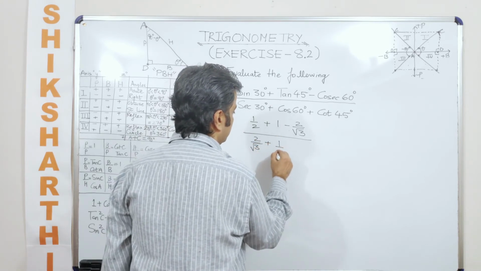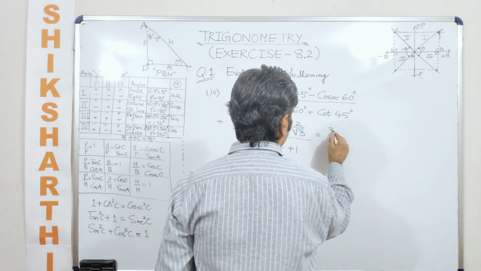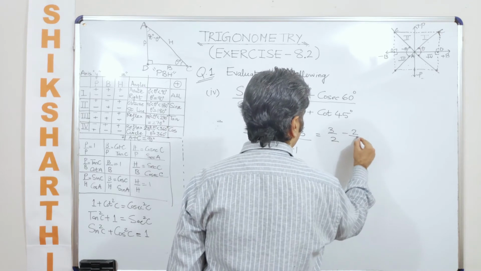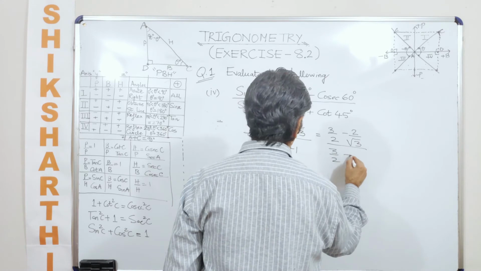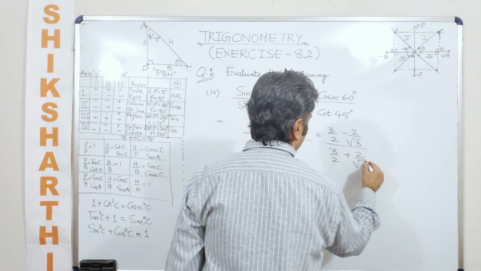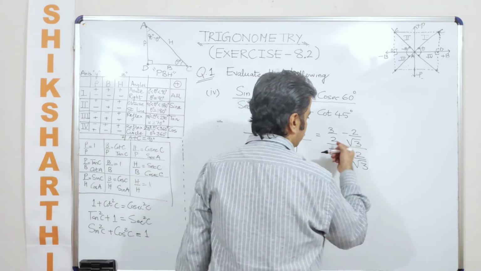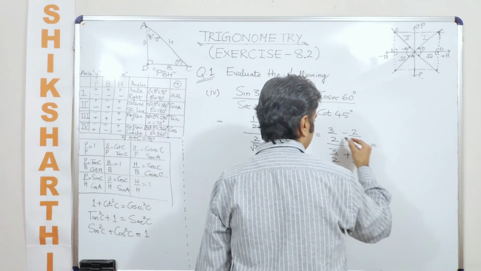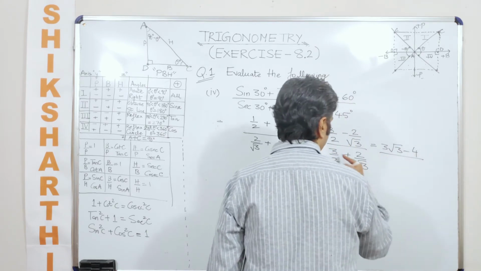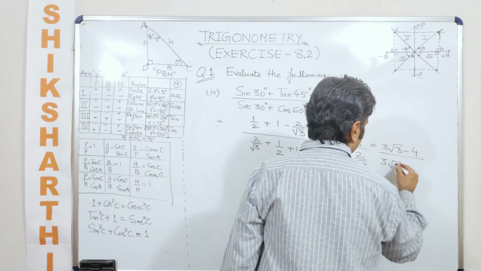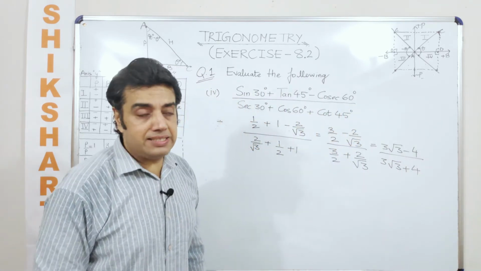Cos 60 is 1 by 2 plus 1. So eventually I can write this as 3 by 2 minus 2 by root 3 divided by 3 by 2 plus 2 by root 3. Now there are many ways of doing this, but I would suggest that you remove the denominator. So you can write this as 3 root 3 minus 4 divided by 3 root 3 plus 4. Now after this, as we had done in the other question also, we can rationalize the denominator.